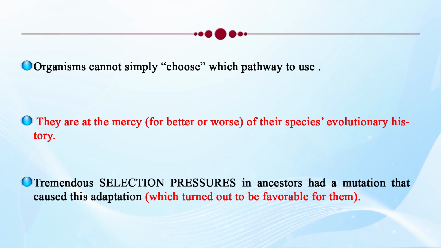How this particular species has evolved in nature, what were the set of environmental conditions prevailing at that time, what was the combination of the selection pressures which were present in the ancestors, and whether these ancestors had a mutation, and whether this mutation actually caused the adaptation which turned out to be favorable for them fortunately. So, that means all these questions have to be answered in terms of the evolutionary history.